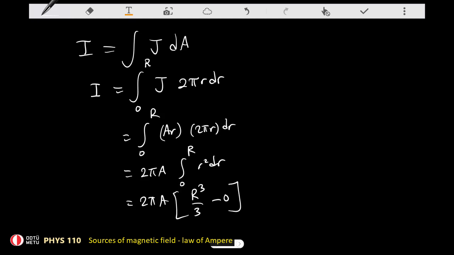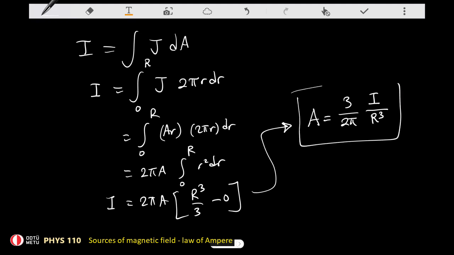All right, so that's the integral, and that's equal to the current. So therefore, from here, we say that the coefficient A is equal to 3 over 2 pi times the current divided by r cubed. Okay, that's it. So then let's pass to part B.